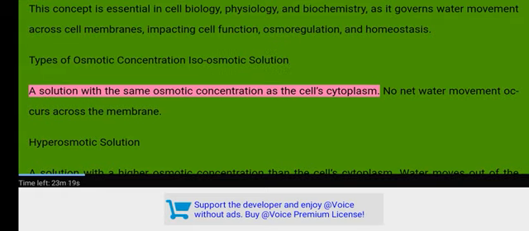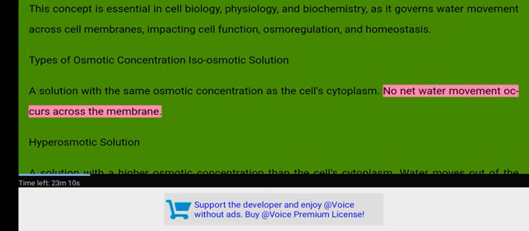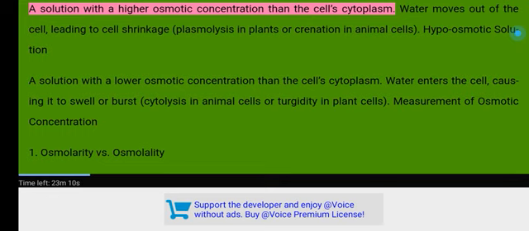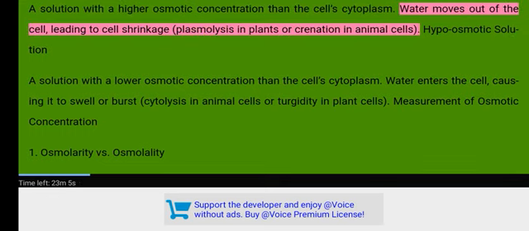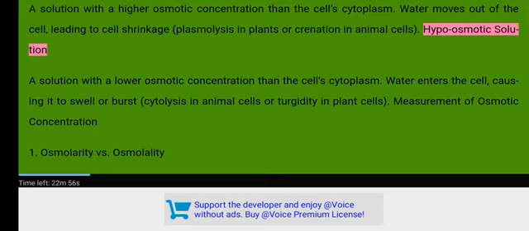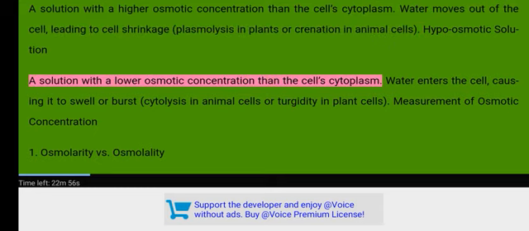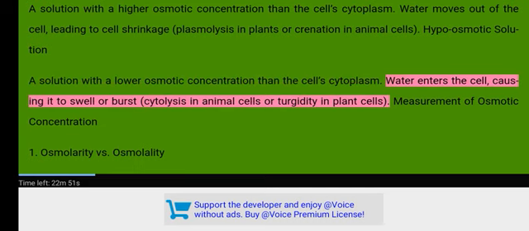Types of osmotic concentration. Isoosmotic solution: a solution with the same osmotic concentration as the cell's cytoplasm. No net water movement occurs across the membrane. Hyperosmotic solution: a solution with a higher osmotic concentration than the cell's cytoplasm. Water moves out of the cell, leading to cell shrinkage, plasmolysis in plants or crenation in animal cells. Hypoosmotic solution: a solution with a lower osmotic concentration than the cell's cytoplasm. Water enters the cell, causing it to swell or burst, cytolysis in animal cells or turgidity in plant cells.